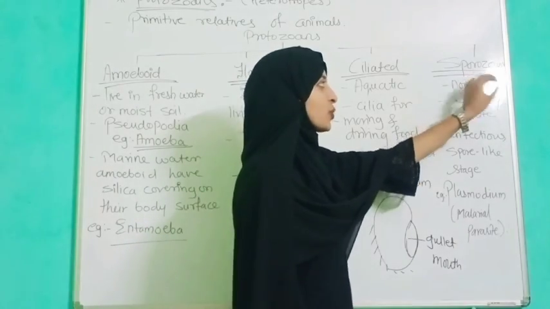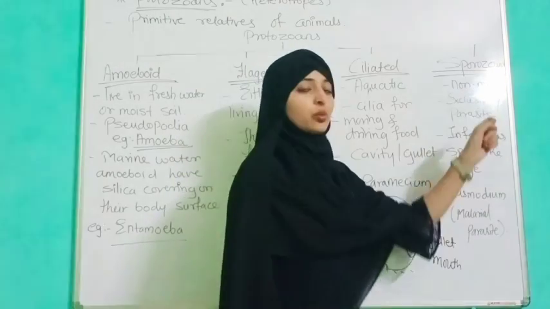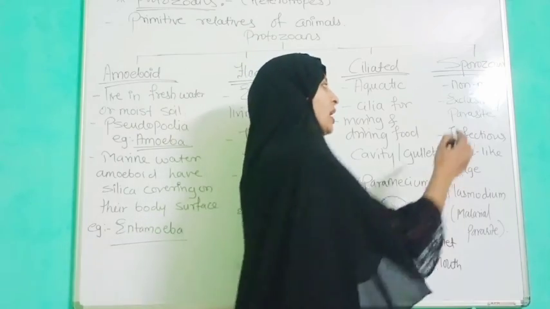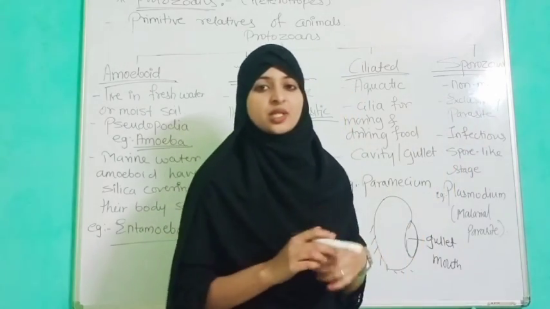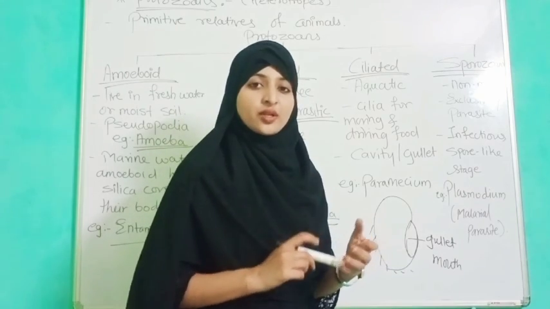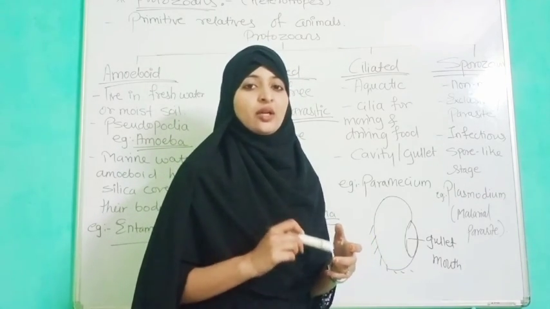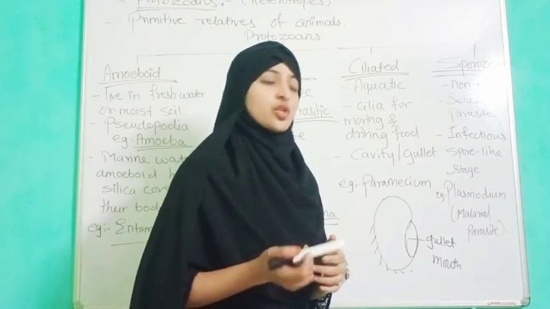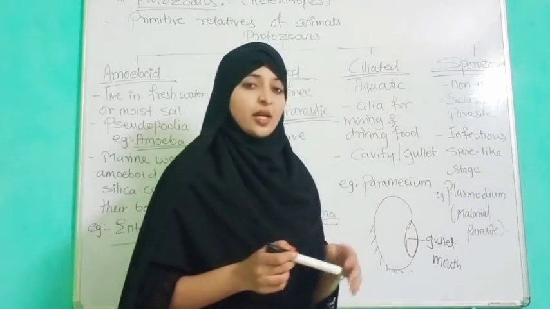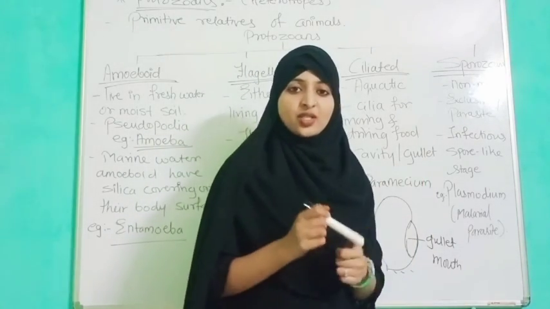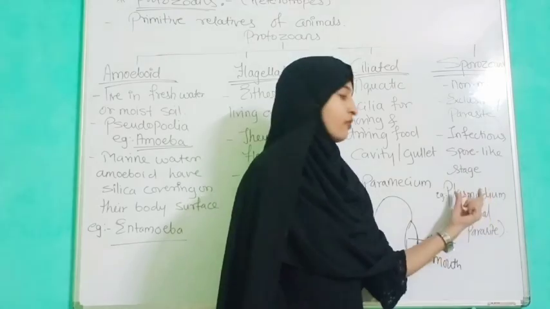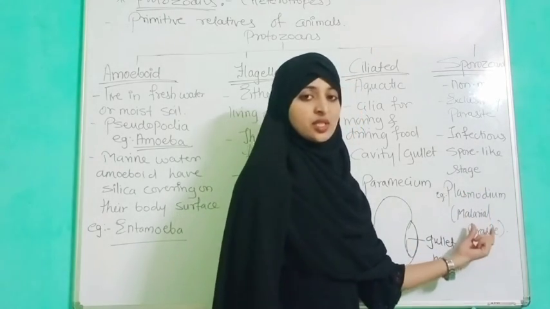Now the last one is sporozoans. They are non-motile, meaning they cannot move. They are exclusively parasitic, meaning they depend on another living organism for their survival, food material, reproduction and shelter. They have an infectious spore-like stage in their life cycle, such as Plasmodium vivax, which causes malaria, a malarial parasite.